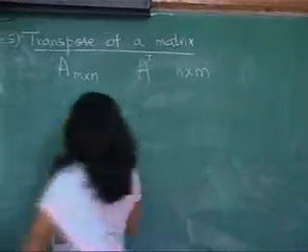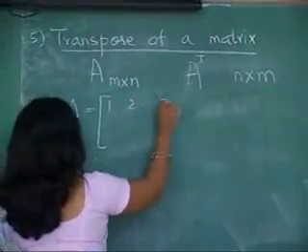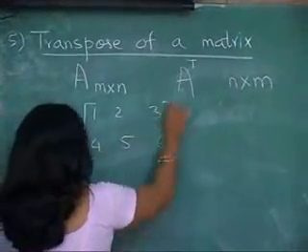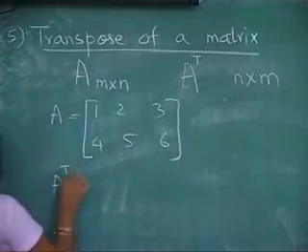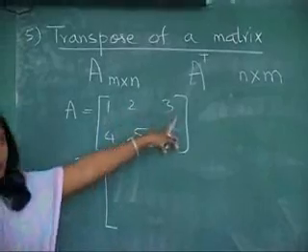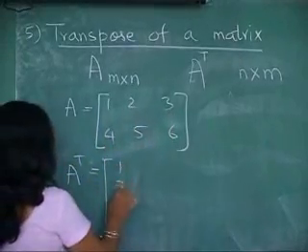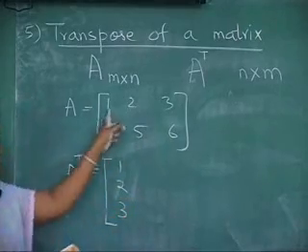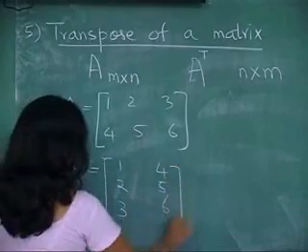So let's look at an example. Suppose A is equal to 1, 2, 3, 4, 5, 6, then its transpose is going to be: the first row of A is 1, 2, 3. That now becomes the first column. So in A transpose, the first column will be 1, 2, 3 and the second column will be 4, 5, 6.